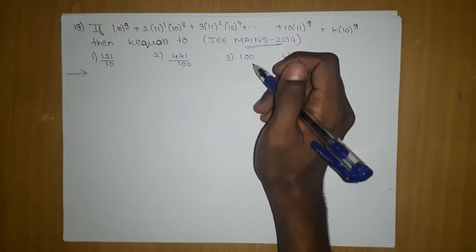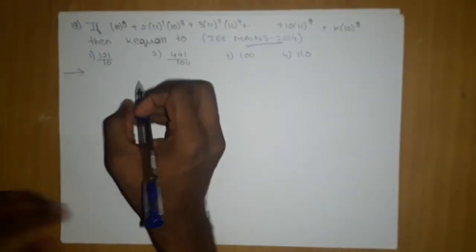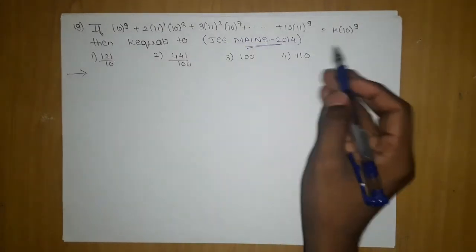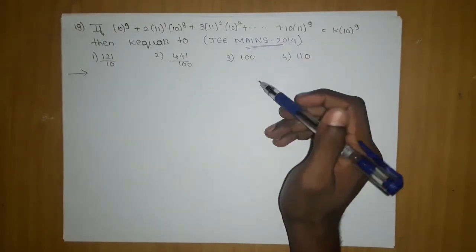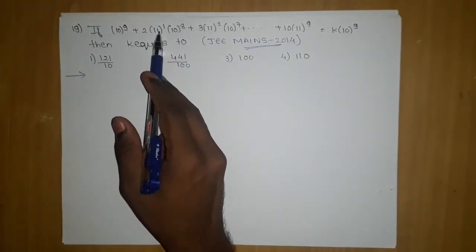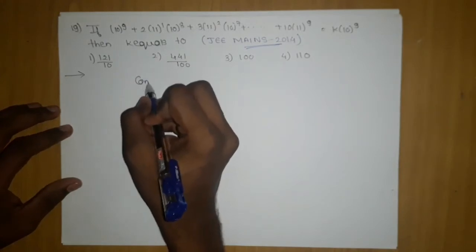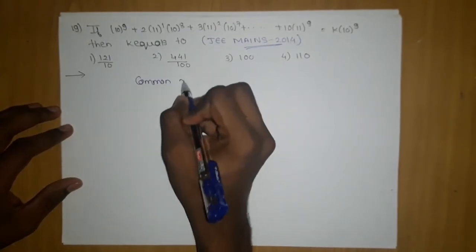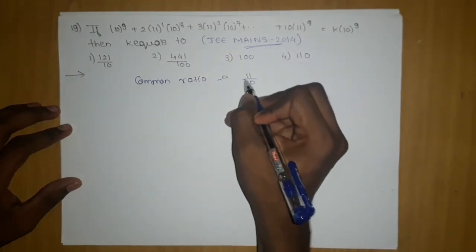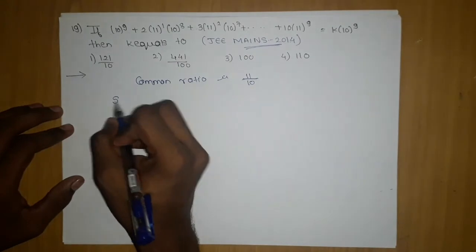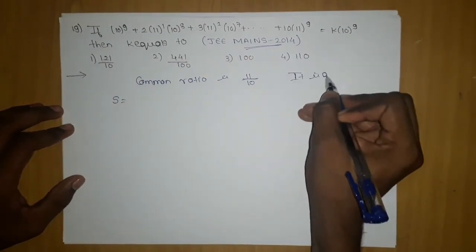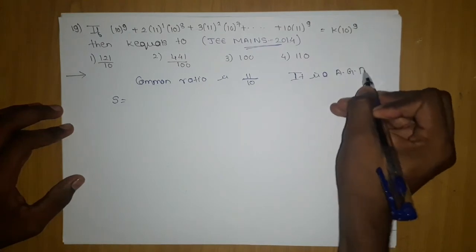Okay, if we start, we can see that in the series, the coefficients 1, 2, 3, 4 are in AP, and here if you observe, the power of 10 has decreased and 11 is multiplied, so the common ratio is nothing but 11 by 10. So this is nothing but an AGP problem. You just need to analyze that it is AGP.